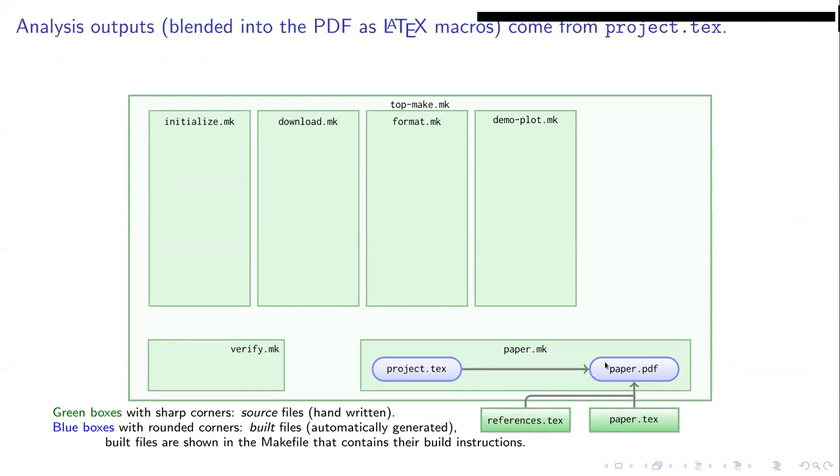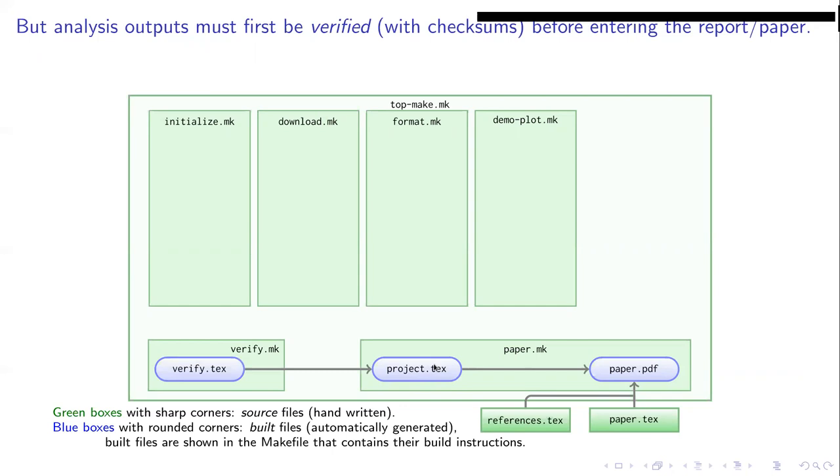And then, to build the paper, we need project.tex. This project.tex is that same file that had all the LaTeX macros, right? So paper.tex is only built when project.tex is built. When is project.tex built? When verify.mk is done, when it verifies every single number that I use in the paper. And these are all automatic, so it's not a trouble. Even if you have huge tables, there are automatic scripts to do the verification.